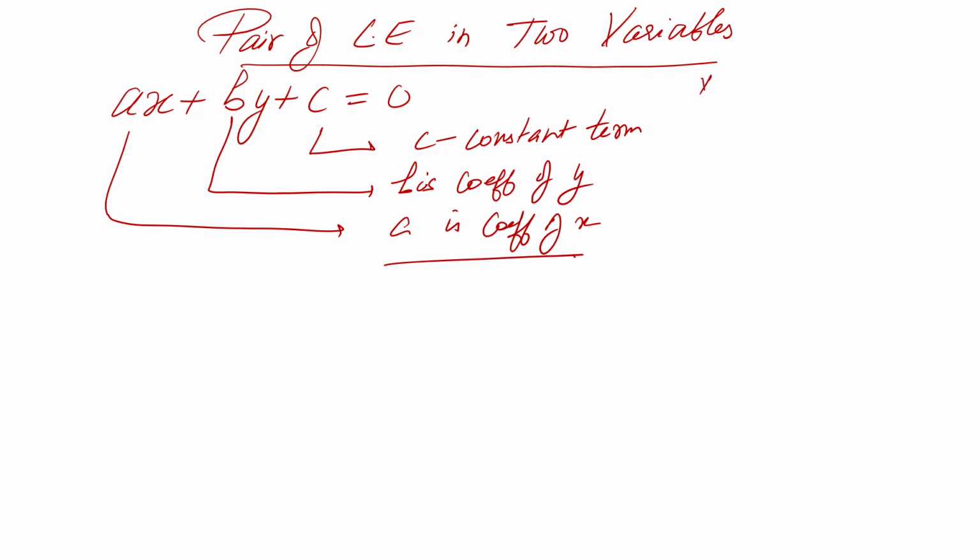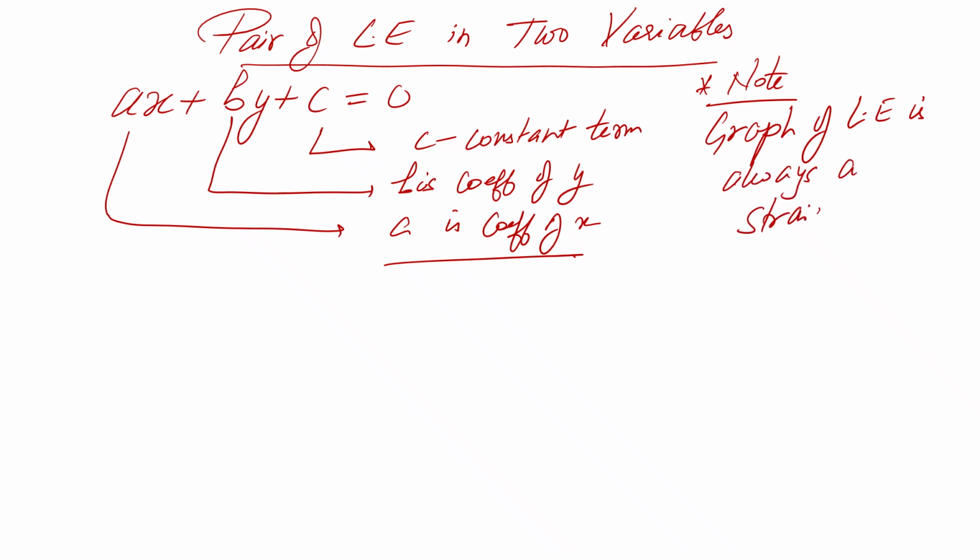अच्छा एक और बात याद रखनी है. You have to remember the graph of a linear equation. The graph of a linear equation is always a straight line. ठीक है जी? It is always a straight line. कभी भी हम किसी भी लाइन का ग्राफ बनाएंगे तो वो क्या बनेगा? स्ट्रेट लाइन बनेगा. ठीक है?